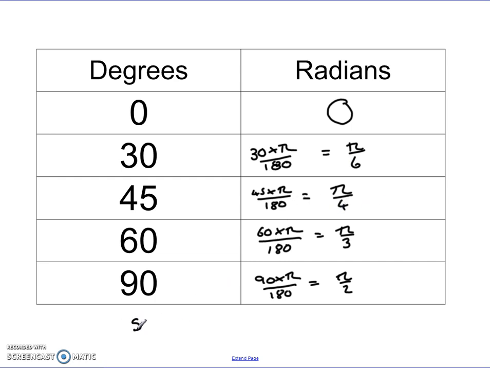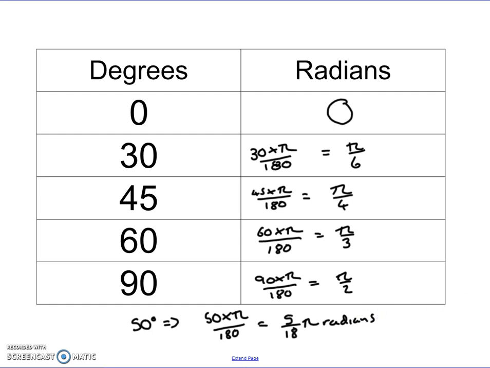So it's useful to know these, but any measurement of an angle can be converted to radians by the same step. So for example, if I've got 50 degrees, all I have to do is do 50 times pi and then divide it by 180 degrees to get what it is in terms of radians, and that is 5 over 18 pi radians.